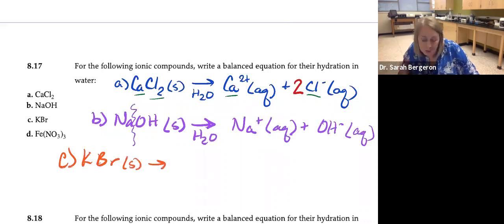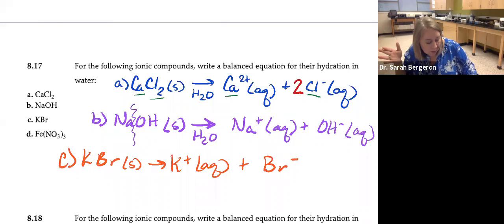K should be in your column 1, so it's a +1. It's aqueous, plus bromine. Bromine is in column 7, so it's -1, and that's aqueous. And we're balanced. So some of these are nice that you don't have to balance, and some of them you do.